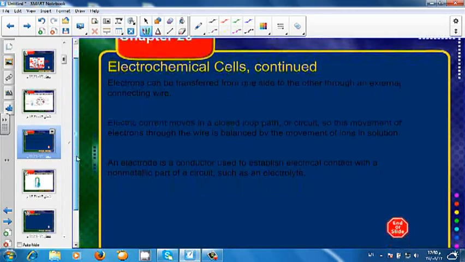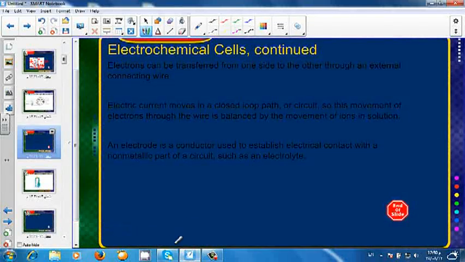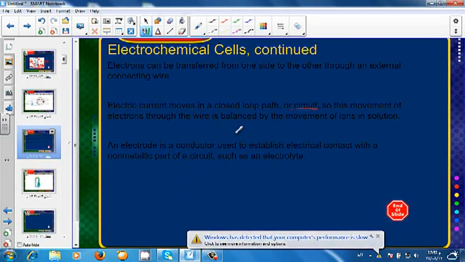In the electrochemical cell, electrons can be transferred from one side to the other through an external connecting wire. As we said, when you provide this external connecting wire, you are providing a complete closed path for these charges to move. The electric current moves in a closed loop path, or the circuit. The circuit is a closed path through which the charges move, so that this movement of electrons through the wire is balanced by the movement of ions.